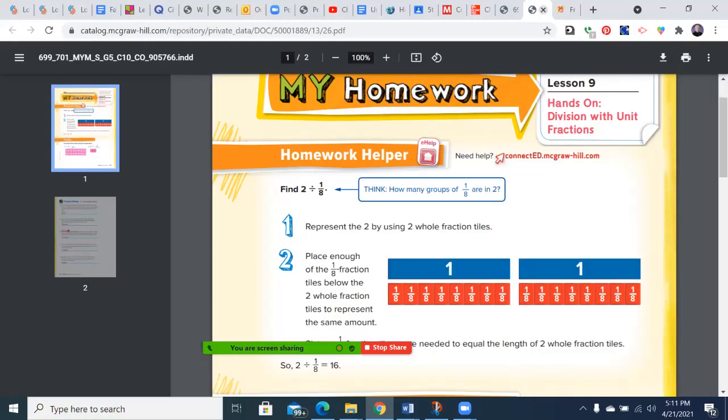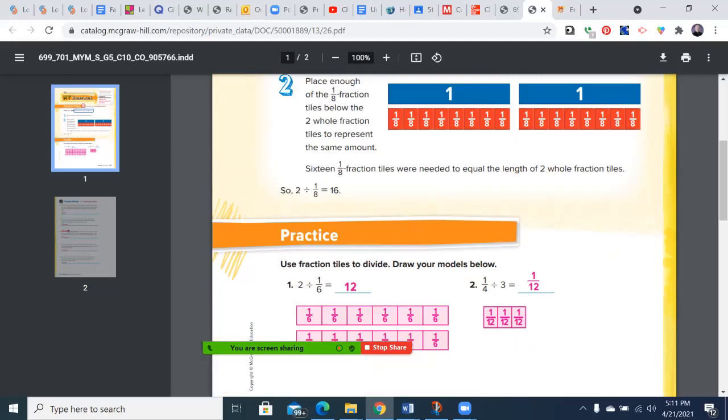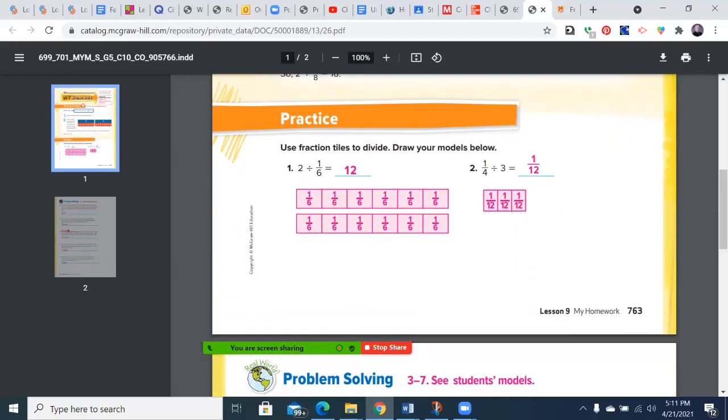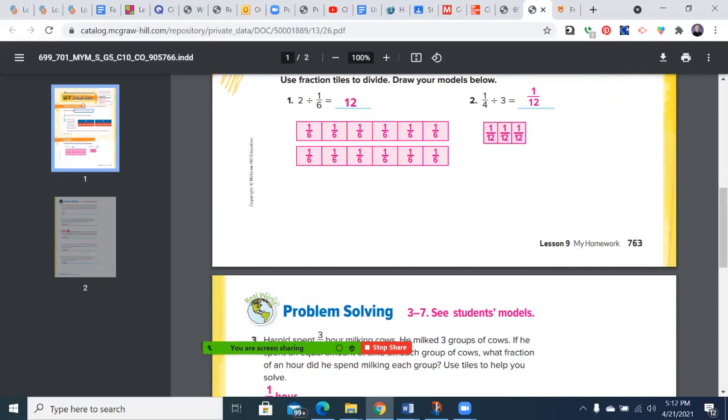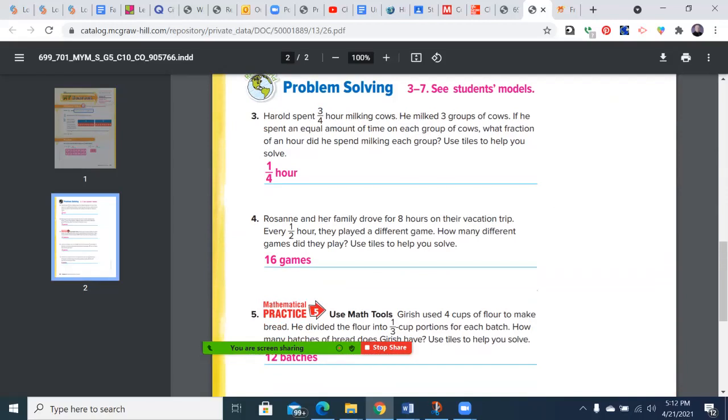Let's begin by looking at the results of our previous session, where we were using hands-on models, fraction tiles particularly, to do division with unit fractions. We found that 1/6 went into 2 wholes 12 times, and you can see it here, and that 1/4 divided into 3 was 1/12. Over here, 3/4 divided by 3 was a quarter.